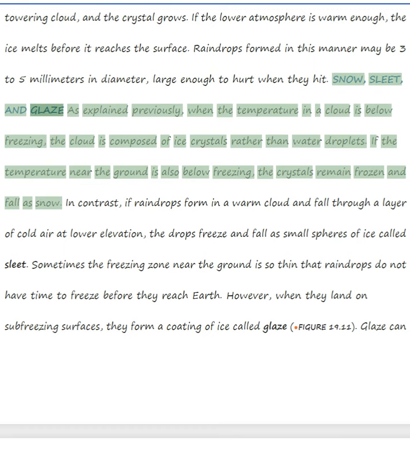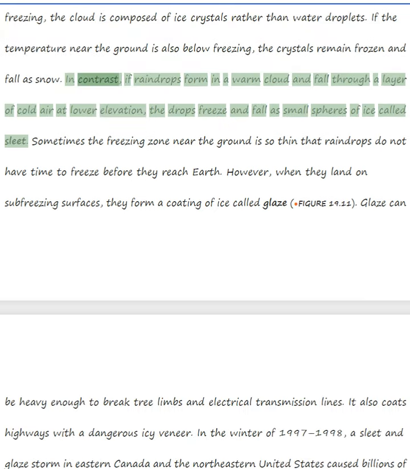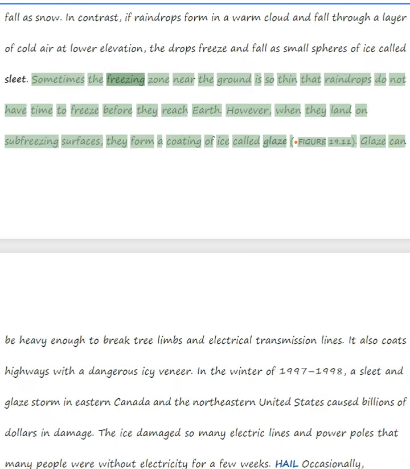Snow, sleet, and glaze. As explained previously, when the temperature in a cloud is below freezing, the cloud is composed of ice crystals rather than water droplets. If the temperature near the ground is also below freezing, the crystals remain frozen and fall as snow. In contrast, if raindrops form in a warm cloud and fall through a layer of cold air at lower elevation, the drops freeze and fall as small spheres of ice called sleet. Sometimes the freezing zone near the ground is so thin that raindrops do not have time to freeze before they reach Earth. However, when they land on sub-freezing surfaces, they form a coating of ice called glaze.